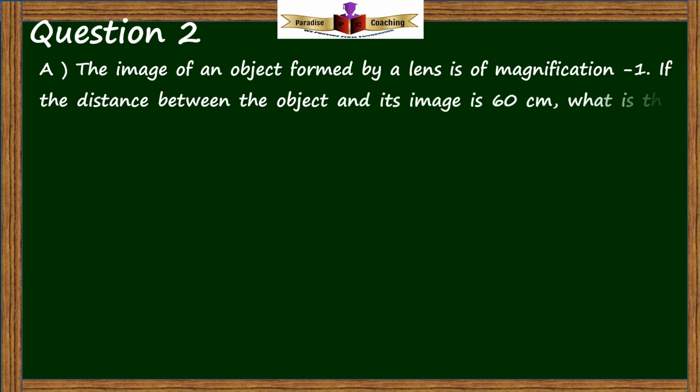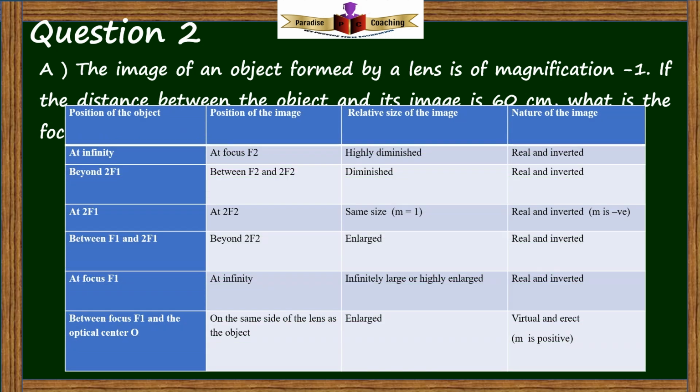I repeat, the image of an object formed by a lens is of magnification -1. If the distance between the object and its image is 60 centimeters, what is the focal length of the lens? Recall image formation cases in convex lens.